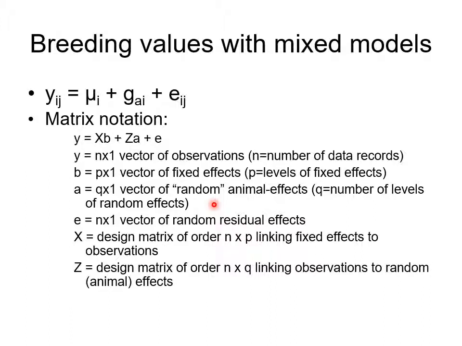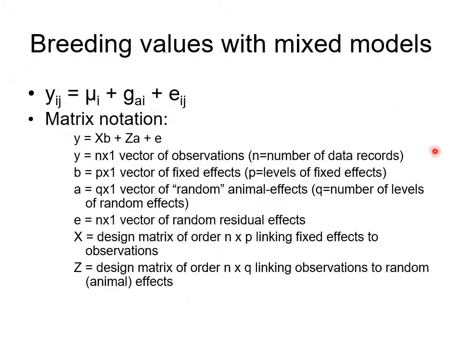And also, if they have 2 seasons, there will be 2 more fixed effects per herd for those herds with 2 seasons. And then Z is a so-called design matrix linking observations to random effects. So it's basically all those animals with recordings, with observations, will have a 1 on the diagonal linking the animal to an observation. If the animal does not have an observation, it will have a 0 on the diagonal.